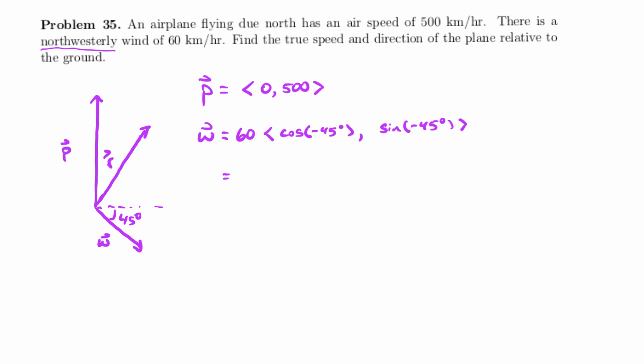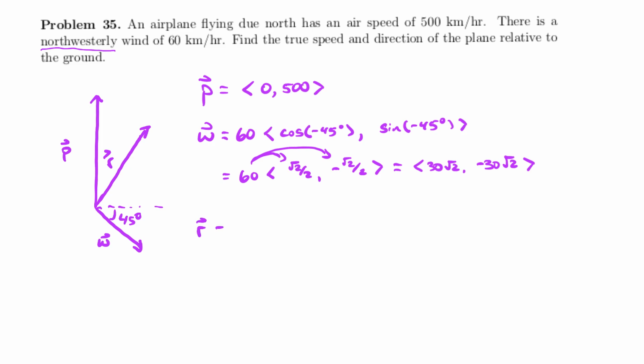So that whenever we put that in, we've got 60 times a positive root 2 over 2 and a negative root 2 over 2 for the y component. So when we distribute our scalar of 60, we end up with a wind vector of 30 times the square root of 2 for the first component and negative 30 times the square root of 2 for the second component.